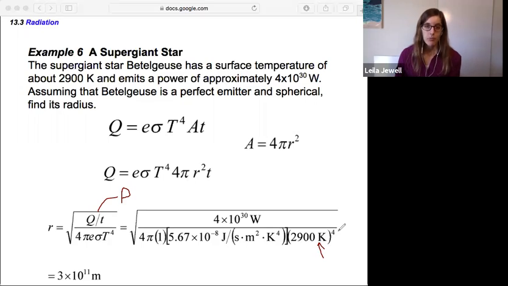And if we remember to properly raise that to the 4th power, can't forget that, multiply everything in the denominator and divide that by the power in the top, take the square root, you should get that the radius is 3 times 10 to the 11th meters. That's huge, right? But that's something that we can actually measure and detect. So this is a really neat way that we can estimate the size of stars just by knowing how much power they emit. So by studying their radiation, we can then know their size. Super neat.